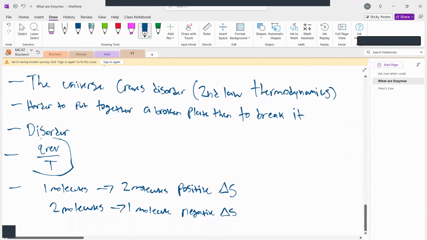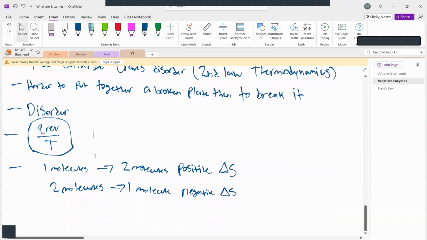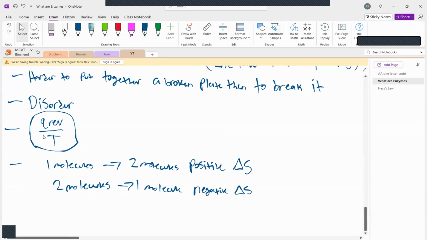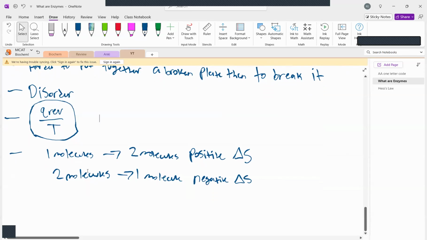And then over T. So that's just something to keep in mind. It's pretty rare, I feel like, to be tested on it, but it's just nice to know. So like the heat of the reaction over low temperature.